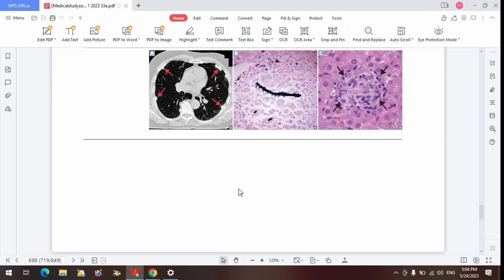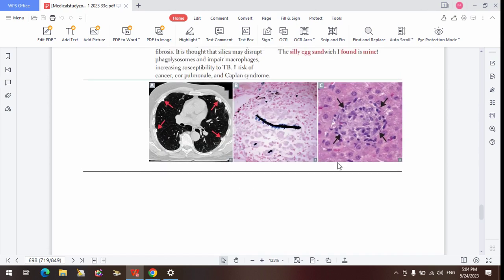I think we have a histology picture. Yeah, so this is it. As we are seeing, granuloma, you know, that is non-caseating. There's no central clearance, no central necrosis.